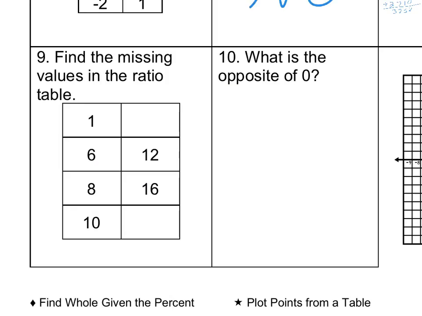All right, so finding the relationship, I see going to the right, it is times 2, and going to the left, it is divided by 2, which is, of course, the opposite. So this has to be a 2, and this has to be a 20. That was easy. And what's the opposite of 0? Itself. 0 is the opposite of itself. Hope that helped.